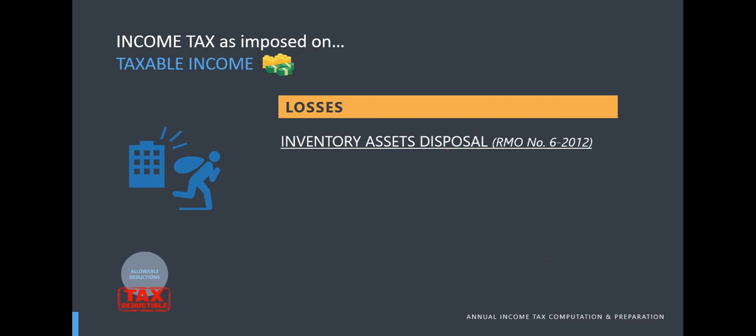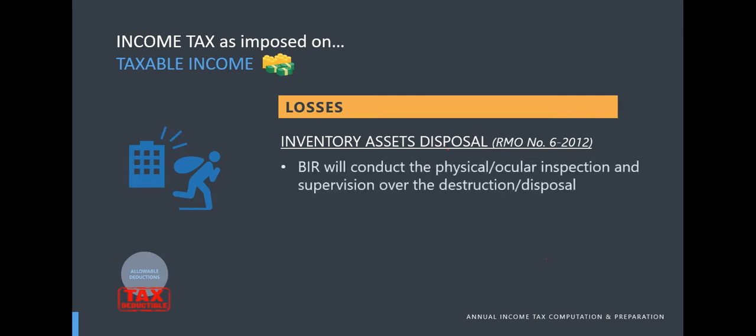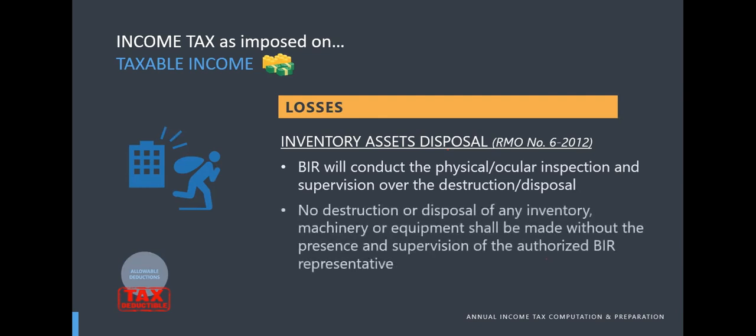Inventory, in case of inventory assets disposal. Under RMO number 6-2012, the BIR will conduct the physical or ocular inspection and supervision of the destruction or disposal of inventories. No destruction or disposal of any inventory, machinery, or equipment shall be made without the presence and supervision of the authorized BIR representative. The BIR will issue a certificate of deductibility in relation to the inventory assets disposal.